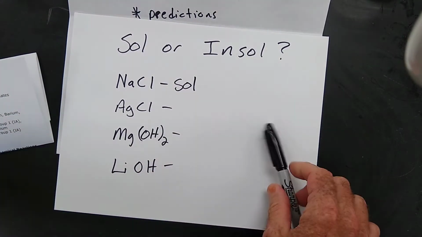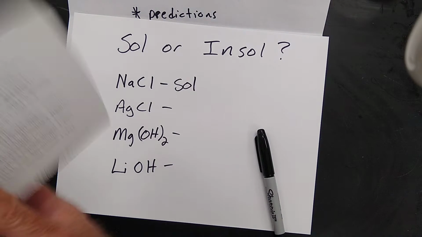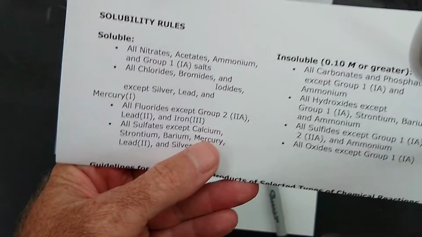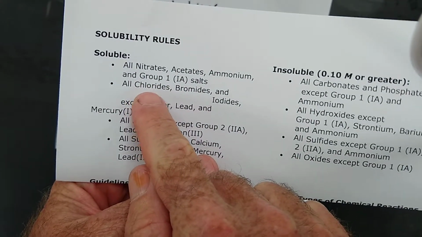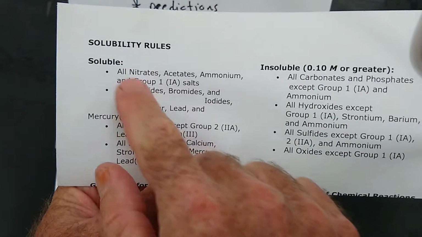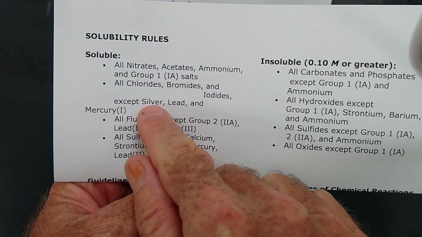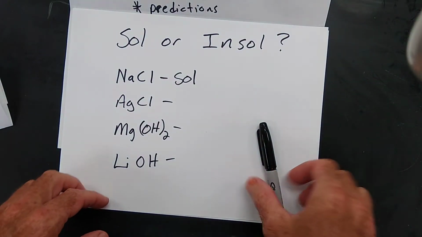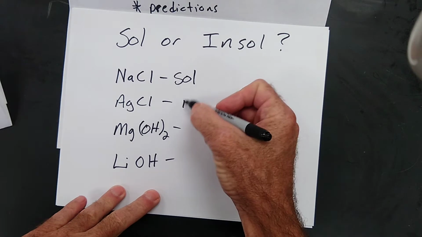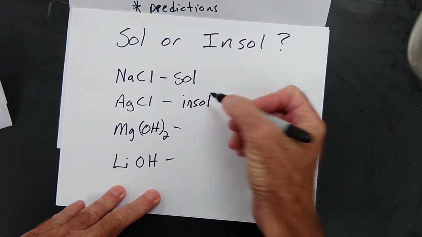Silver chloride. We're looking again at our chlorides. Oh, look, chlorides are soluble except silver. So silver chloride is insoluble. See how this works?